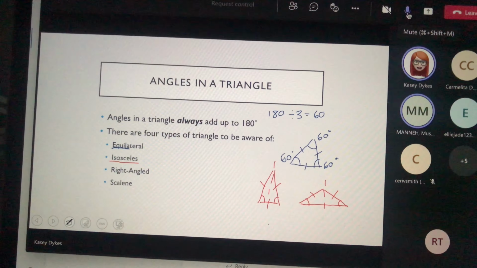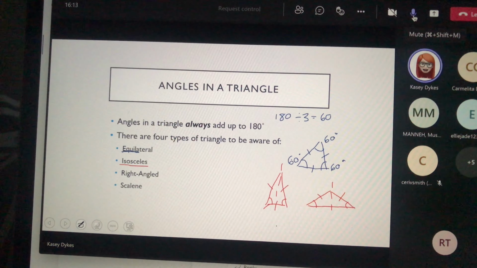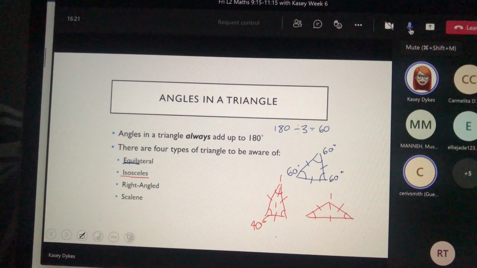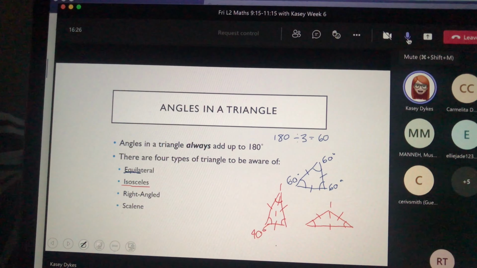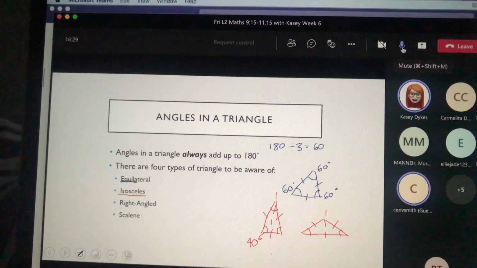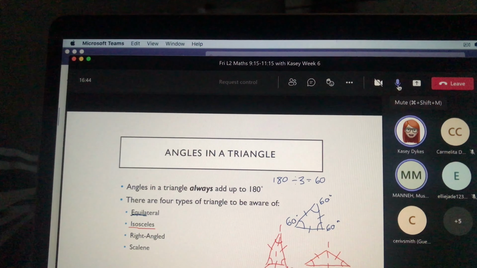So, based on that premise, if our angle on the bottom here was worth 40 degrees, what would that mean for the angle at the top? Would it be 100? It would be 100, very quick, good. So you subtract 40 from 180. Yeah, so we've got two angles on the bottom that are the same. If one side's 40, the other side is also 40.